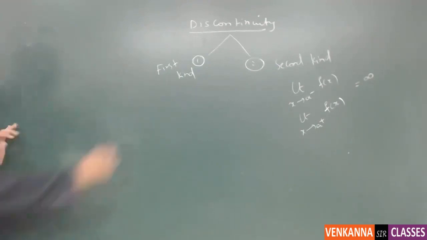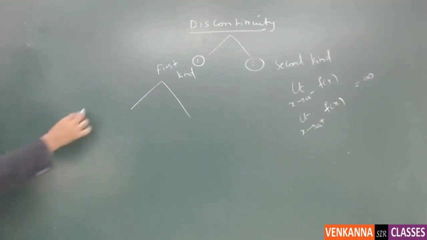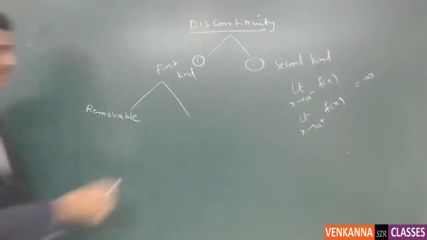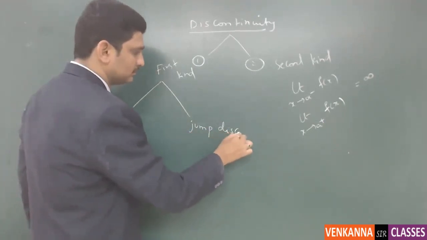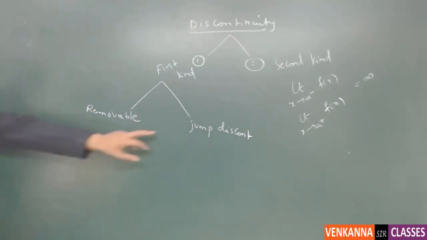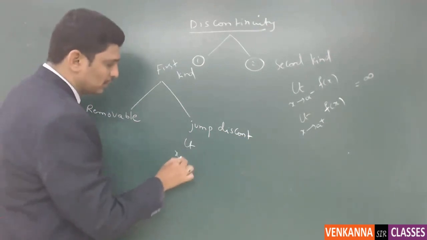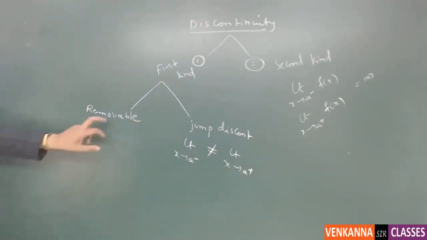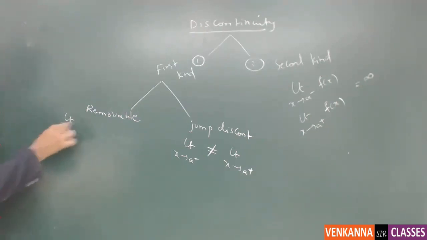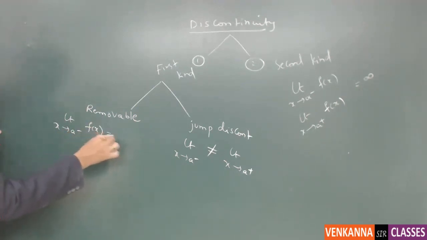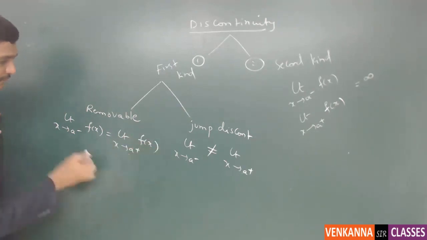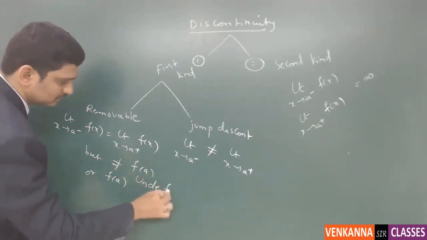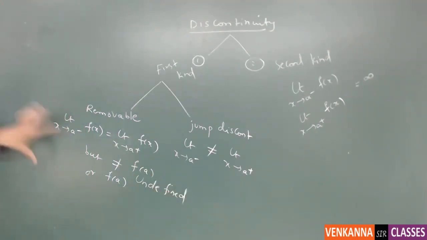If you go for the first kind, it is mainly classified into two types. First one is removable discontinuity and the other one is jump discontinuity. So here jump discontinuity means you calculate the left hand limit as well as the right hand limit, and they are unequal. Here in removable discontinuity, you can say the limits are equal, but not equal to f of a, or f of a is undefined. So these are the definitions.